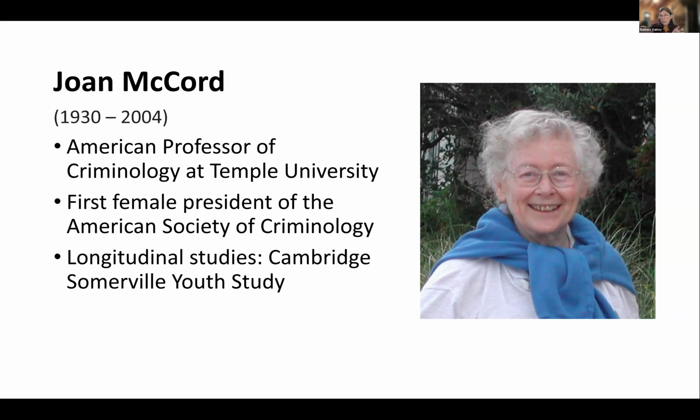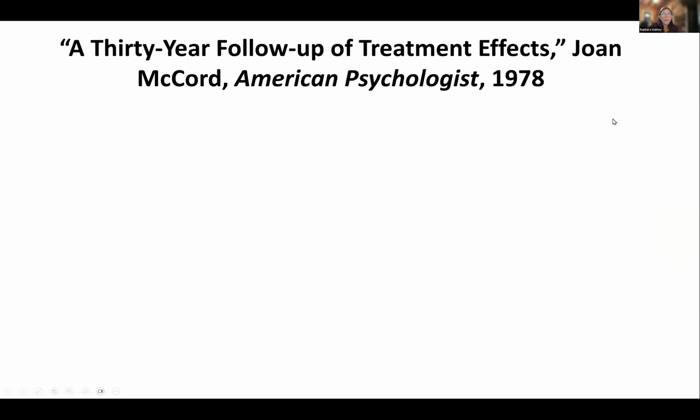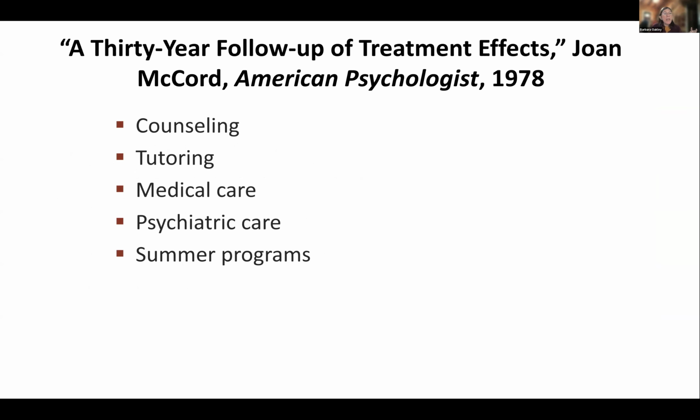What they did was they divided them into two groups. So 250 with the intervention, 250 without the intervention. Those schoolboys that had the intervention were given counseling. They had extra tutoring when they got stuck in school. They and their families had medical care, psychiatric care, and summer programs, all sorts of really good things. And the other group was given nothing. So they just went through life as ordinary.